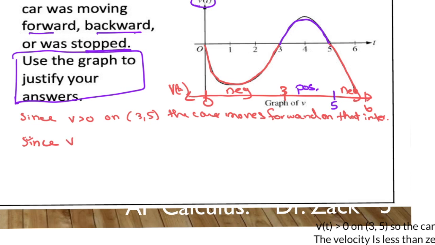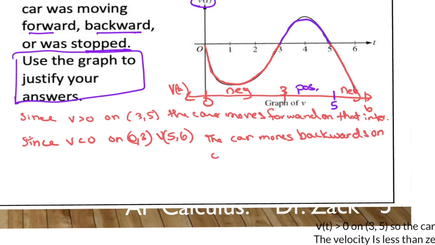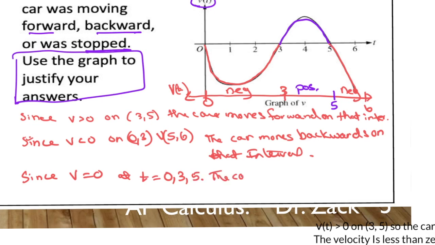Since velocity is less than 0 on (0, 3) union (5, 6), the car moves backwards on that interval. And lastly, since velocity equals 0 at t equals 0, 3, and 5, the car was stopped at those values.